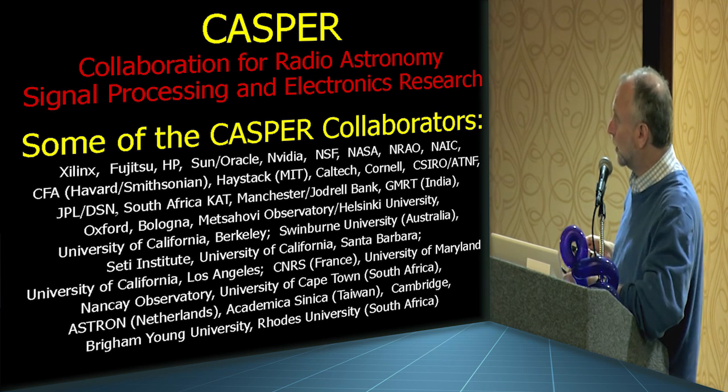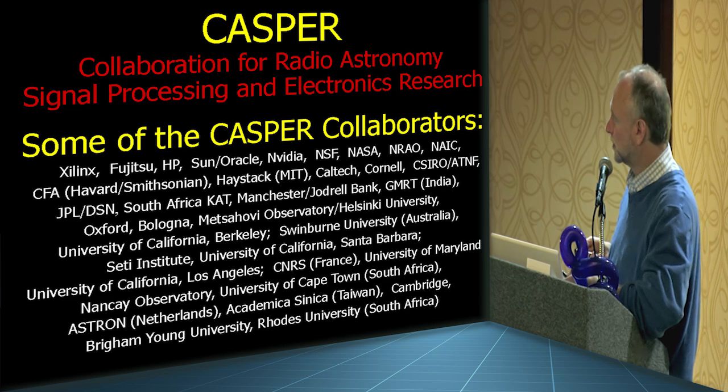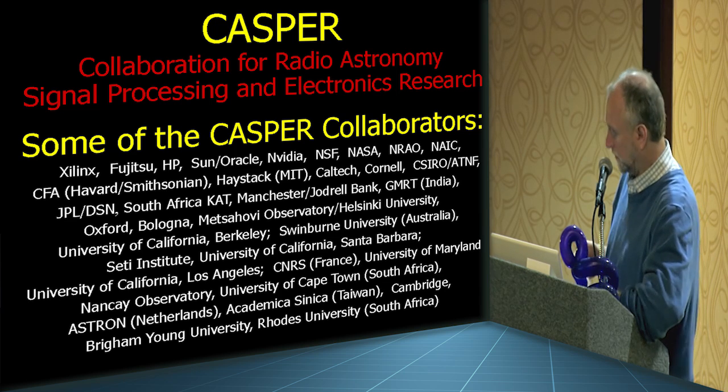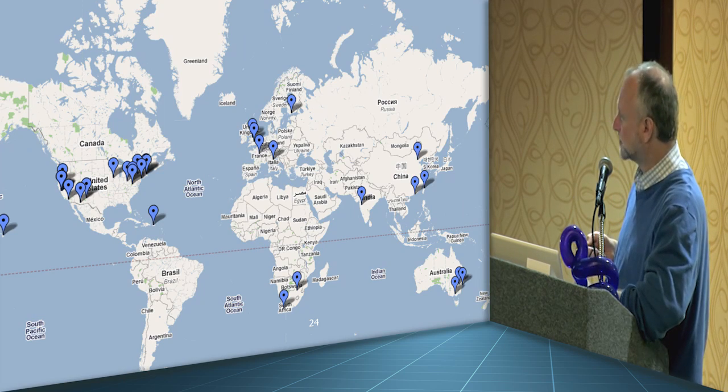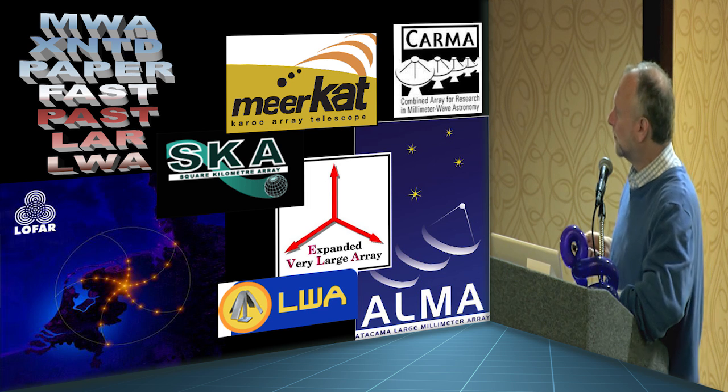Anyway, this collaboration, which has about 800 people in it at various institutions and labs, is called CASPER. It's a collaboration for radio astronomy, signal processing, electronics research, and it's trying to solve some of these problems. Here's some of the key collaborators.